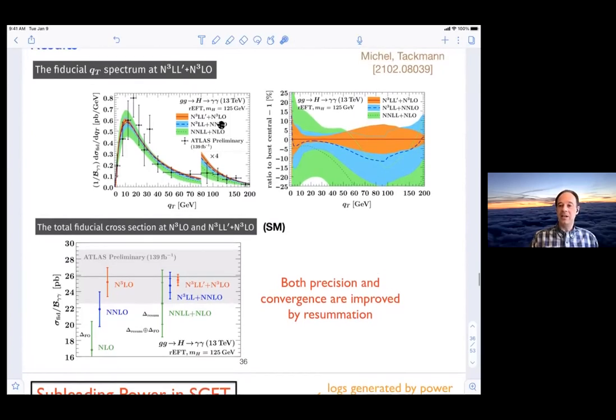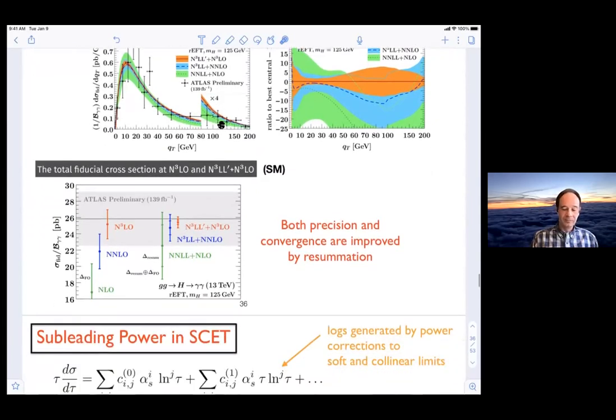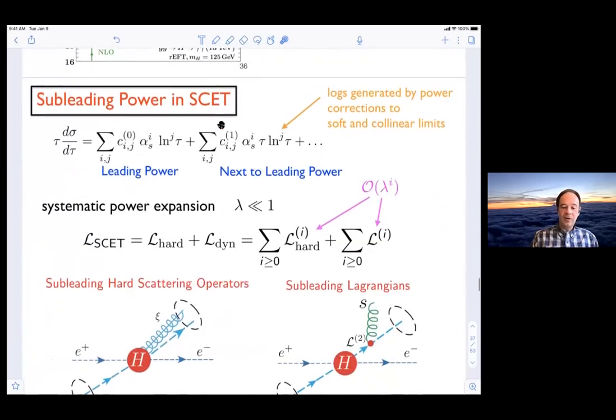So this just gives you an idea. These bands are coming from varying the scales mu. This just gives you an idea of a high precision application of SCET. I'll give you a couple more examples.